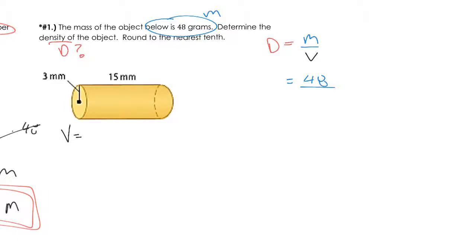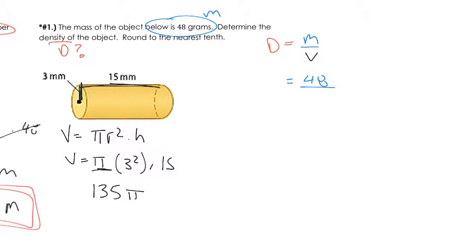So I'm going to come over here. This shape is a cylinder. The volume of a cylinder is pi r squared times height. The radius of this cylinder is 3 times the height, which is 15. So 3 squared is 9. 9 times 15 is 135. Don't forget about pi. 135 pi is my volume. So I can substitute this into my formula, 135 pi. So the density is 48 divided by 135 pi.